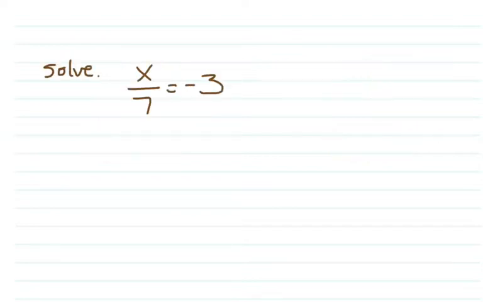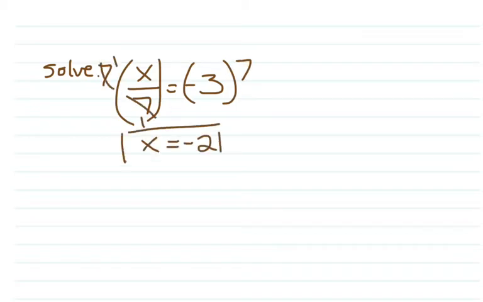And one more, because these are the tricky ones. This time it's on the left. X divided by 7 is what's on the left. How do we undo that? We're going to multiply both sides by 7, and 7 times negative 3 is negative 21.